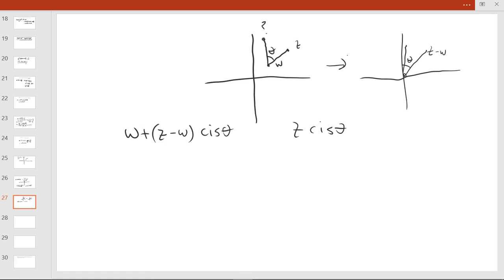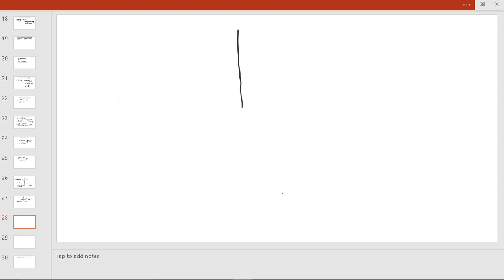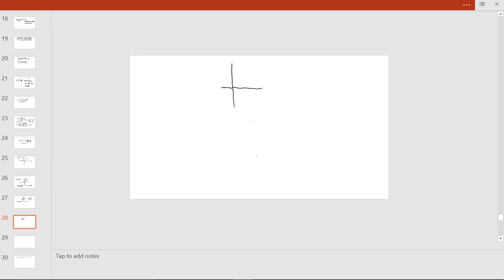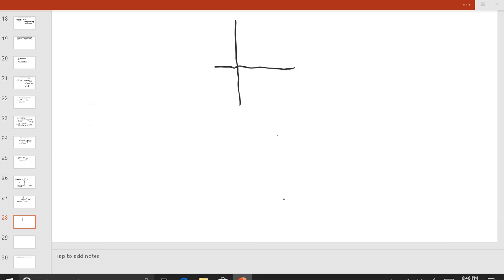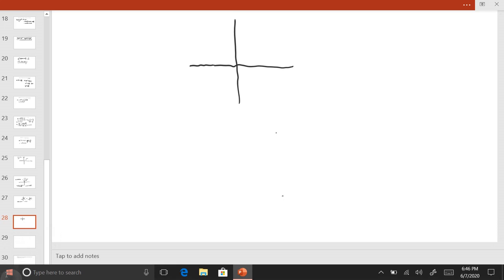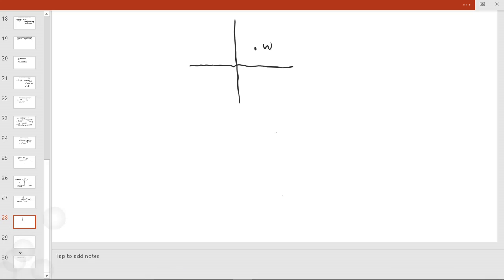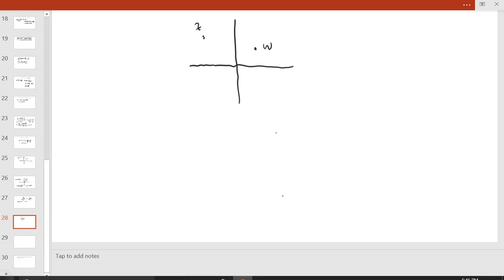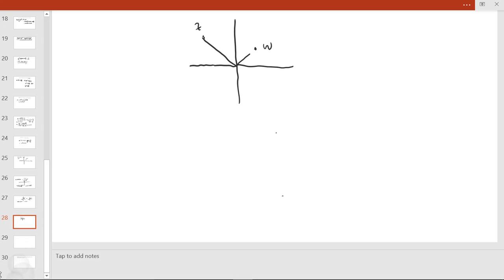Now we'll take a look at an application of rotation. So we imagine the following. Suppose we have a right triangle in the complex plane with vertices at w, z, and the origin, like this. And this is a right angle. So suppose that we want to find a relationship between z and w.